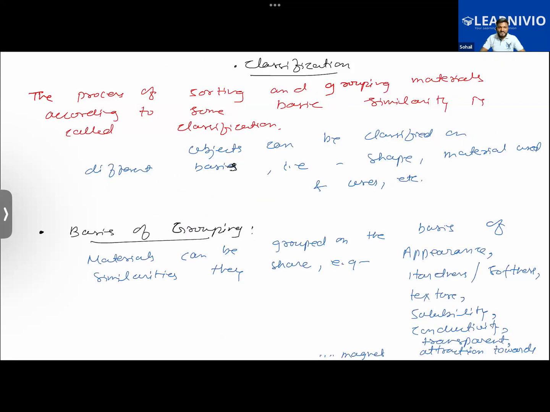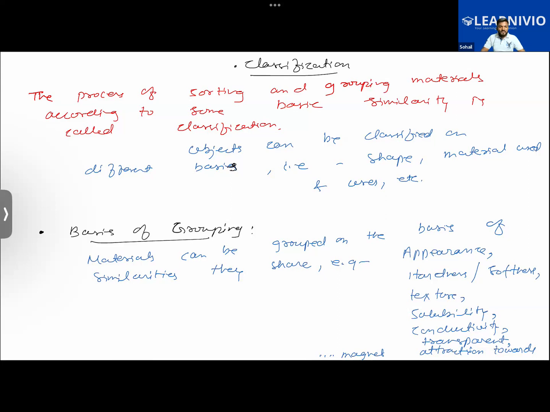We did learn about classification, and I told you guys that it is the process of sorting and grouping materials according to some basic similarities that they share, right? Sir, like color, shape. Exactly, color or shape, or the type of material they are made up of. If they have the same use, right? Getting it? Yes.